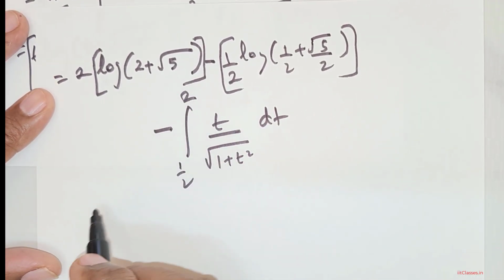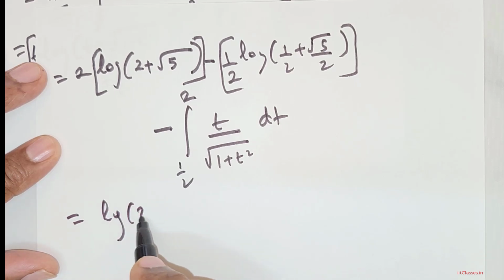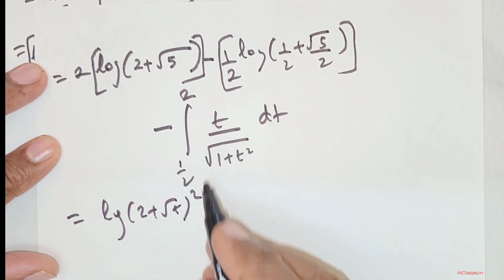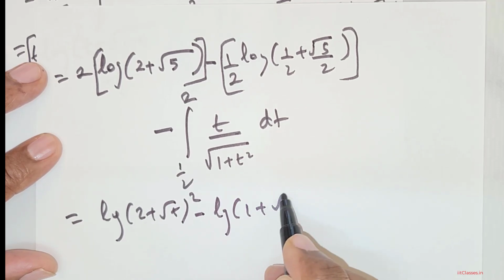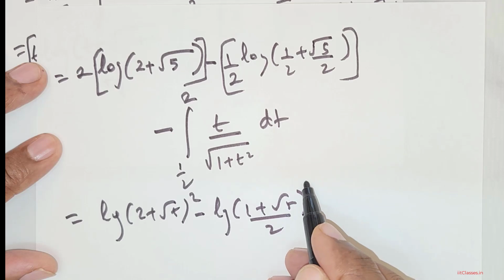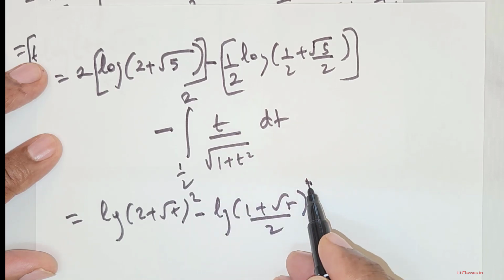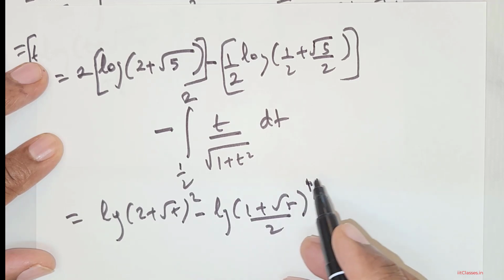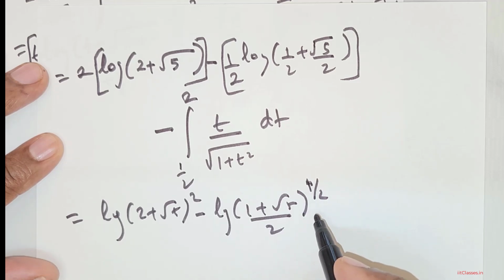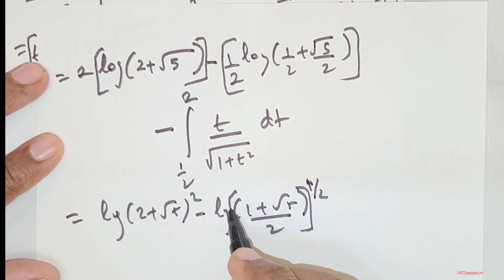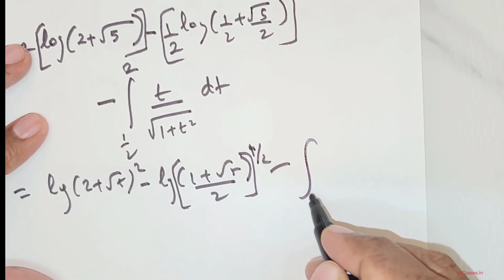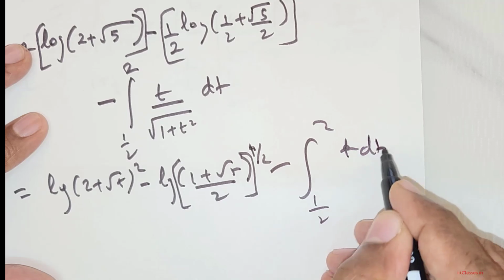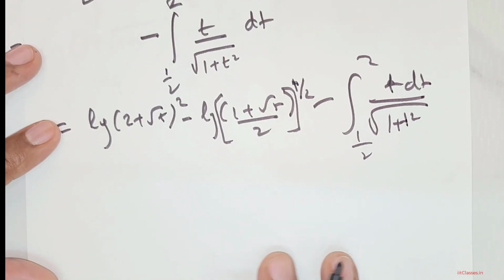Now I can rewrite this as log (2 + root 5)². I can rewrite this as log of (1 + root 5 divided by 2) raised to the power of 1 over 2. Okay, fair enough. So what I can do with this 1 over 2 comes all over, right? This is going to be covering this entire component, followed by negative 1 over 2 to 2 of t dt divided by root of 1 + t².